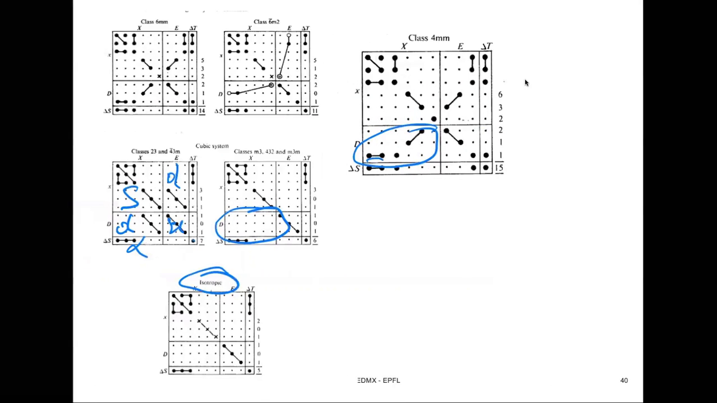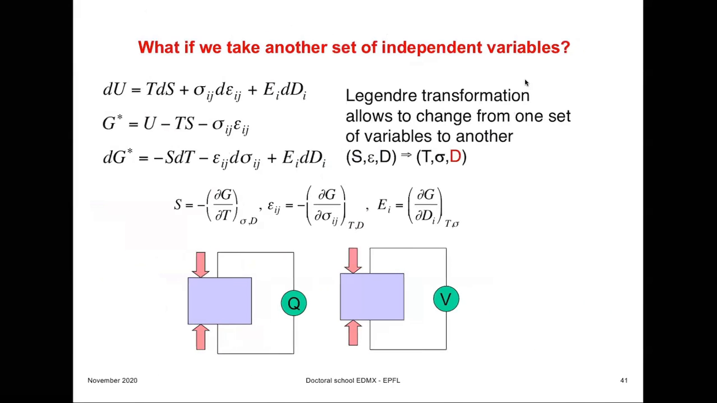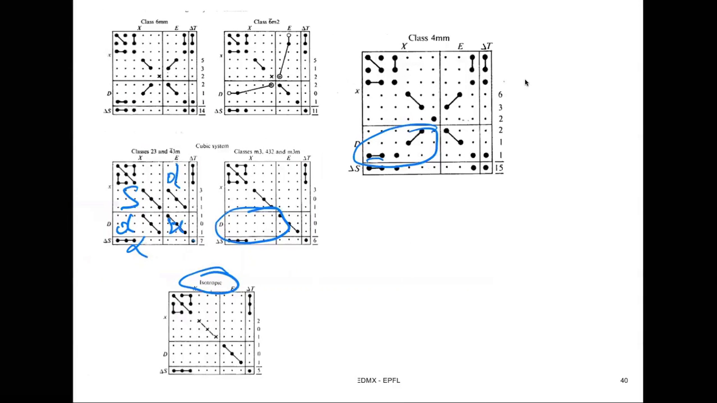Okay, so I will stop here with this part, and next time we will continue with other sets of thermodynamic variables. Right now we are using temperature, electric field, and stress, but those are not the only experimental conditions with which we can work, and we will see how these relations change and what it physically means if we take another set of variables.